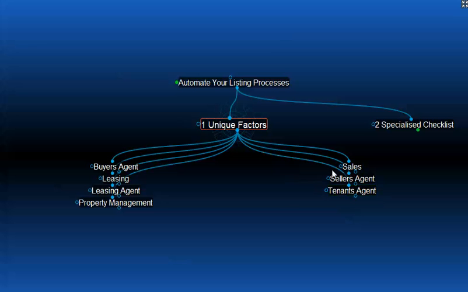And of course, going back to the other normal factor, which is that of a seller's agent. So anyway, they are the unique factors. I would expect you to have a checklist in each case relative to this particular set of groups here.